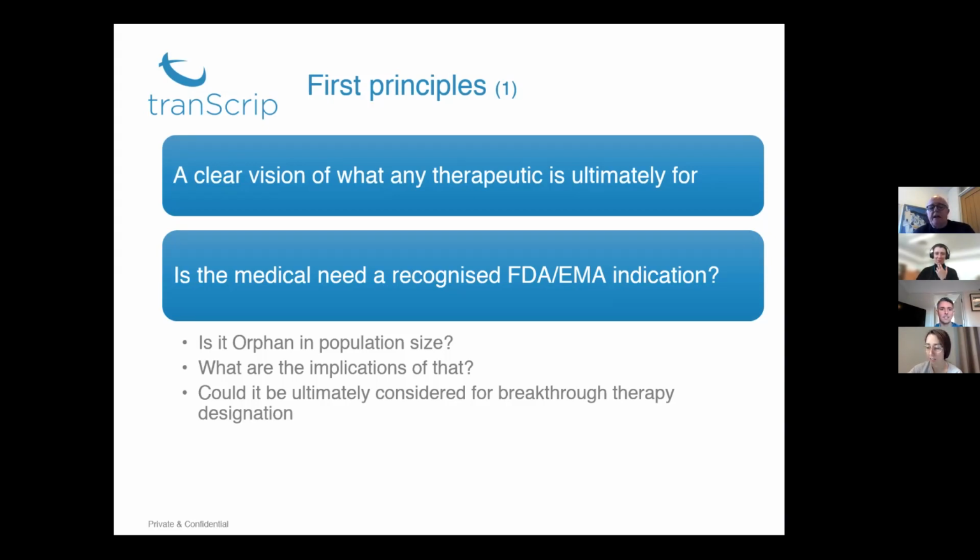So the FDA and EMA publish lists of what they consider to be actual registrations on their websites, and you need to ensure that yours sits within that when you're putting an application in to either of them. And I'll talk about the various applications in a second.